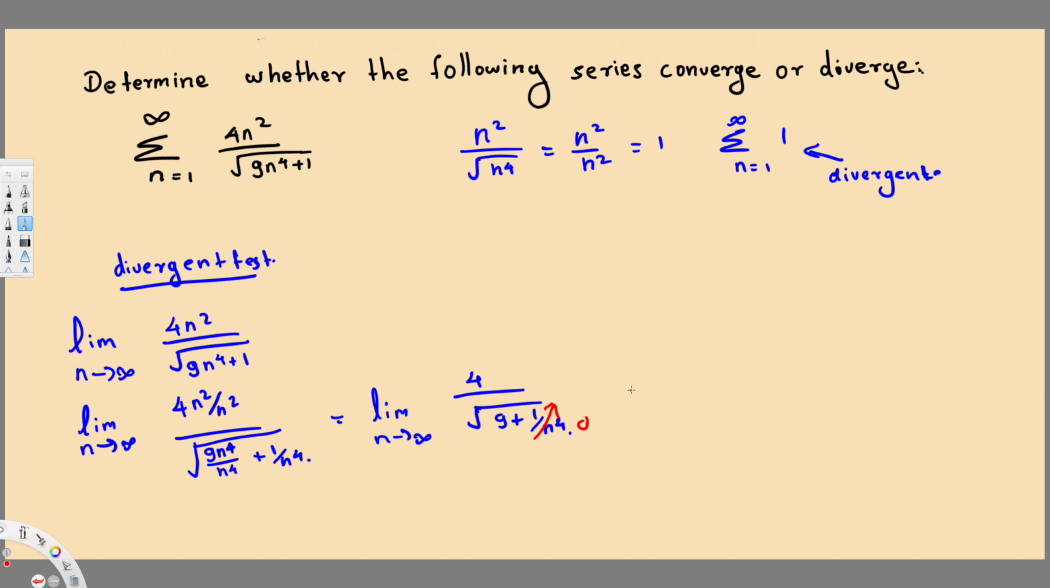Therefore the limit is 4 over root 9, which is the same as 4 over 3, and this number is not equal to 0. So since this is not equal to 0, we can conclude this series diverges. This is the divergent test. We use this limit whenever we have a situation like this. We take the limit and prove it's not equal to 0. If we get a number that is not equal to 0, then the series diverges.